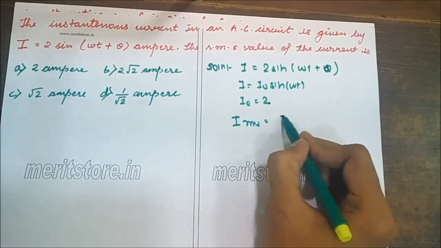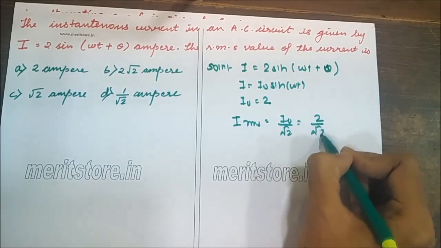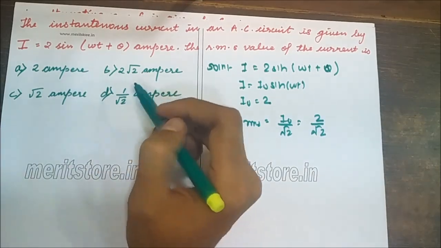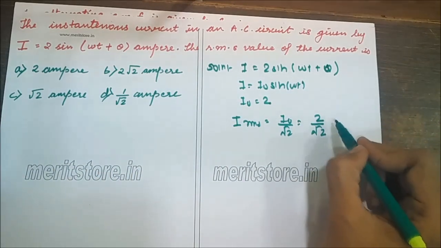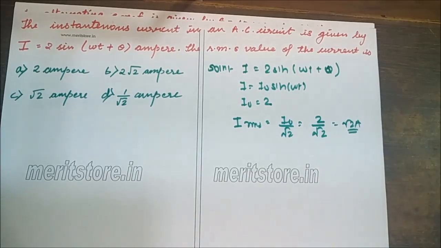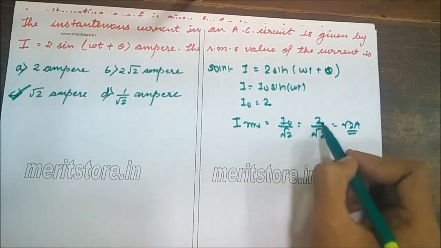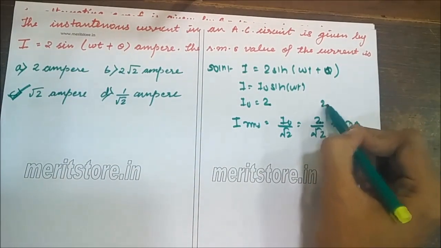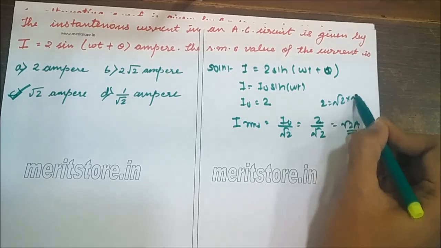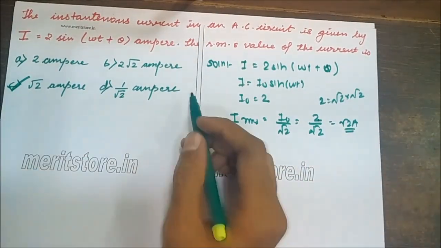So I RMS equals I naught upon root 2, where I naught is 2. So I RMS becomes 2 upon root 2, and that becomes root 2 amperes, because we can take 2 as root 2 multiplied by root 2. So root 2 gets cancelled, and what you are left with is root 2 amperes.